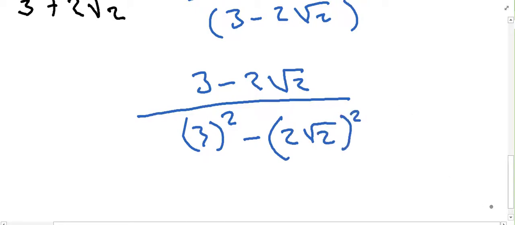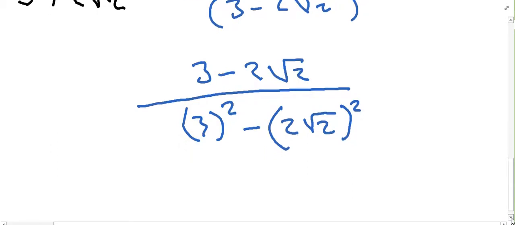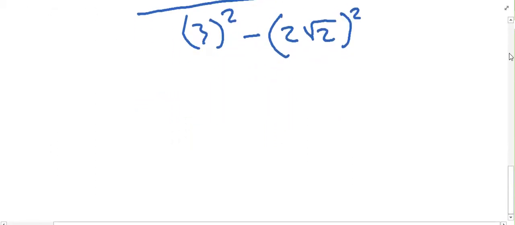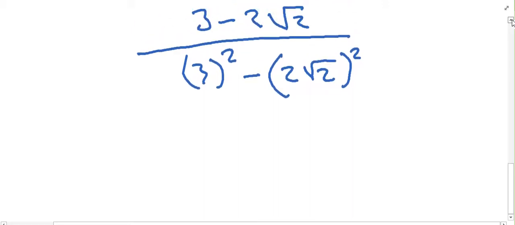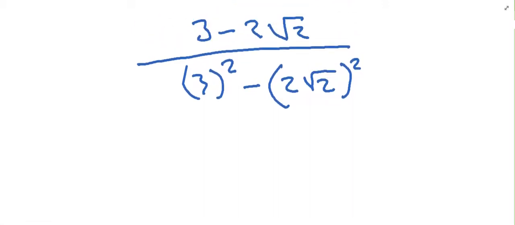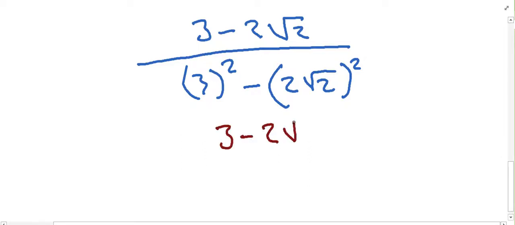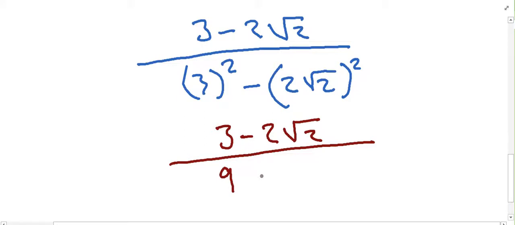Okay, so that's what we have. That's what we simply have. I'm sure no one can fail to do this if you follow my video very well. So from there, it's going to be 3 minus 2 square root 2 over 3 squared, which is 9, minus that 4 and that. So this will be 4 dot 2.